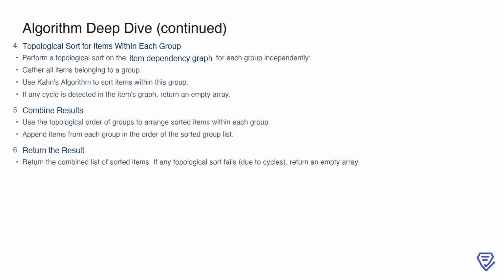Once the sorting for all groups and their items is complete, we proceed to combine the results. The final order of items is determined by the topological order of the groups. For each group in this order, we append the sorted items from that group to the result list. This ensures that both intergroup and intragroup dependencies are respected. If all topological sorts succeed, we return this combined list as the final sorted order. Otherwise, if any sort fails, we return an empty array.